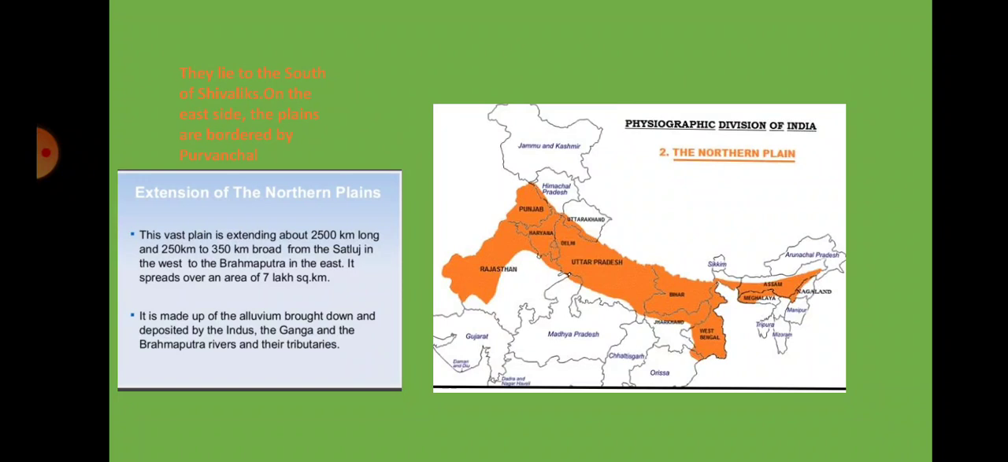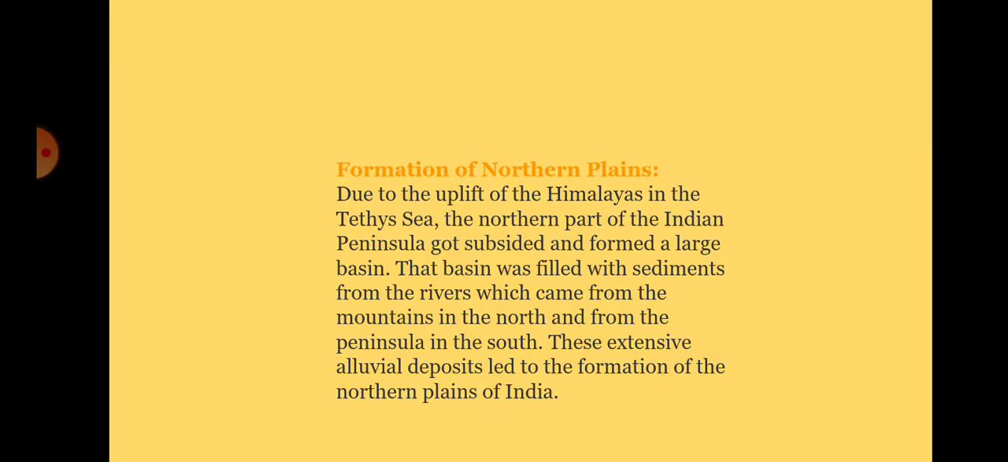This vast plain is extending about 2500 kilometer long and 250 kilometer to 350 kilometer broad from the Satluj in the west to the Brahmaputra in the east. It spreads over an area of 7 lakh square kilometer. It is made up of the alluvium brought down and deposited by the Indus, the Ganga and the Brahmaputra rivers and their tributaries. Now the question arises, how these northern plains were formed?